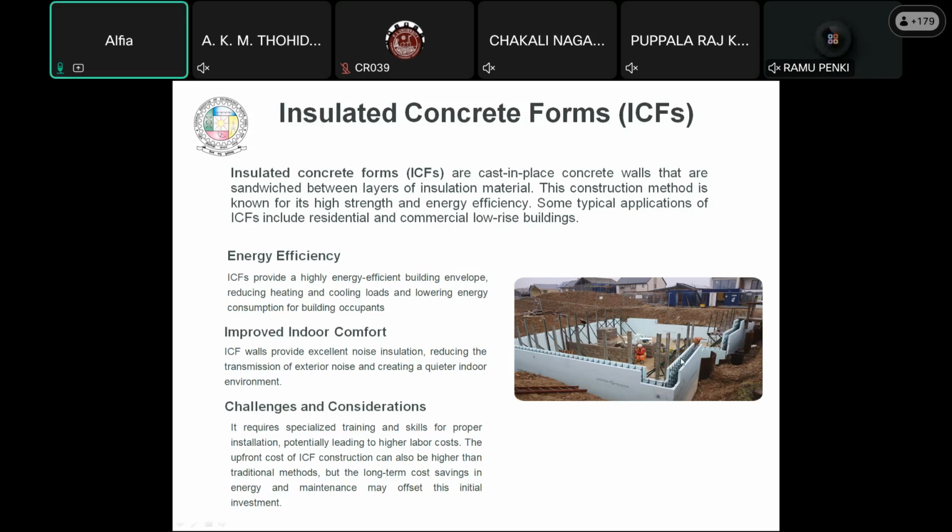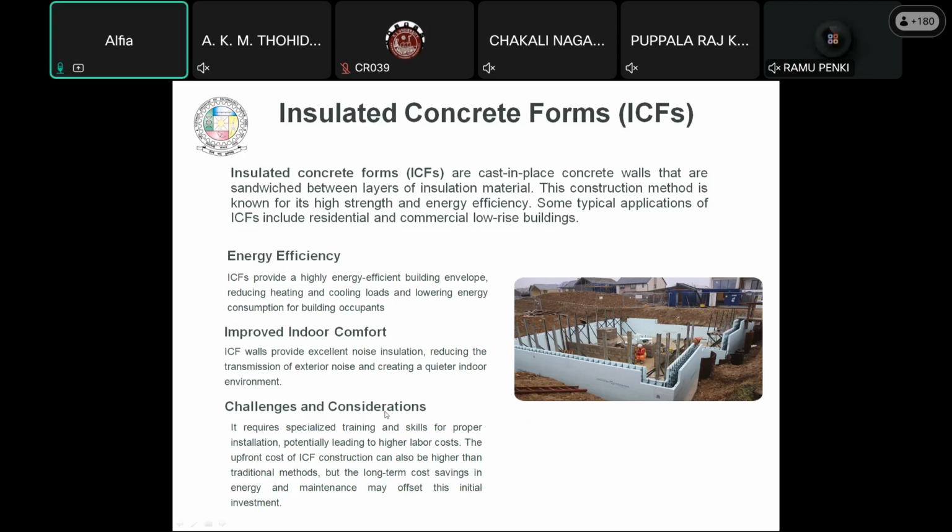When there's an insulation layer in between, it provides a highly energy-efficient building envelope, reducing the heating and cooling load and lowering the energy consumption for the building occupants. Another advantage of this type of concrete is that it provides excellent noise insulation, reducing the transmission of exterior noise and creating a quieter indoor environment. Also, because of this core, it has excellent fire resistance, reducing the risk of fire spreading from one room to another room.